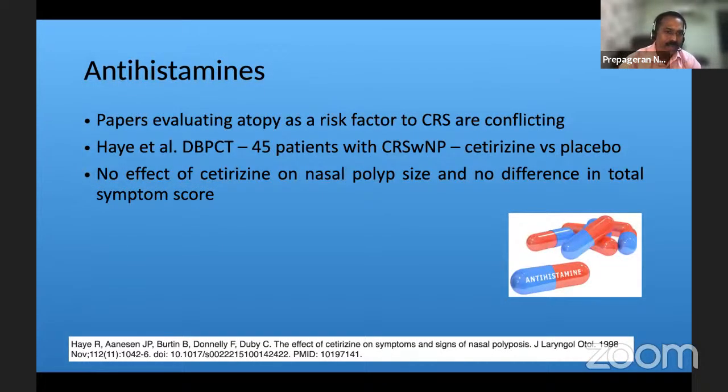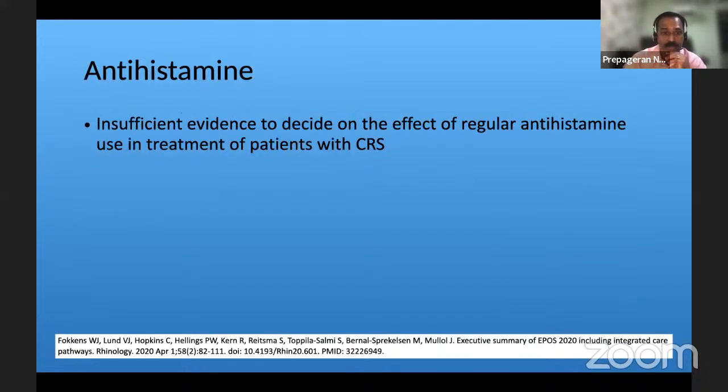Now, the papers evaluating atopy as a risk factor for CRS are conflicting. Some of the papers, for example, by Hay, a double-blinded placebo-controlled trial, 45 patients with CRS with nasal polyposis, cetirizine versus placebo, no difference at all. So there's no direct evidence to show that antihistamine reduces the polyp size, and there's no difference whatsoever with the total symptom score compared to a placebo.